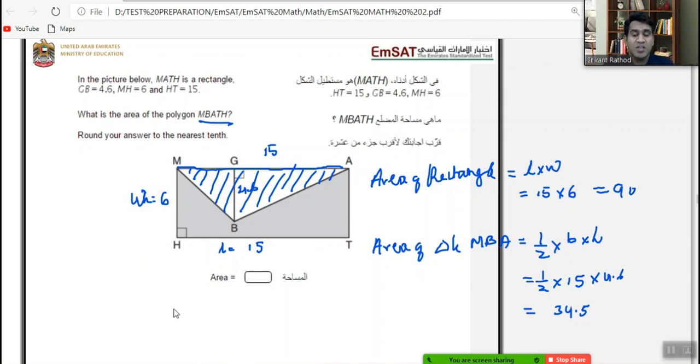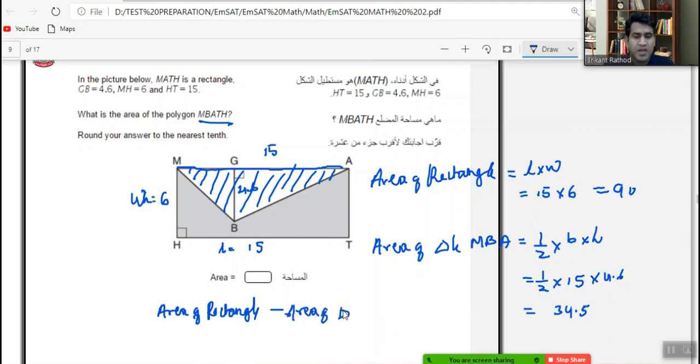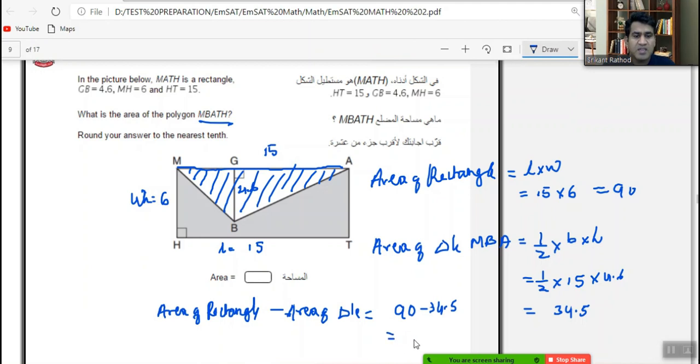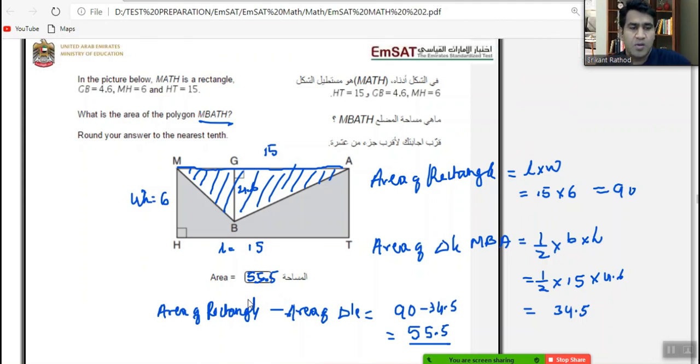So the area of the triangle is going to be 34.5, but we are looking for the area of the shaded region. So the area of the shaded region here is area of rectangle minus area of triangle, right? So it's basically 90 minus 34.5, and we get the answer as 55.5 square units, the area of the shaded region. So the answer to this question is 55.5, right? So 55.5 would be the answer to this question. Okay, now let's move next.